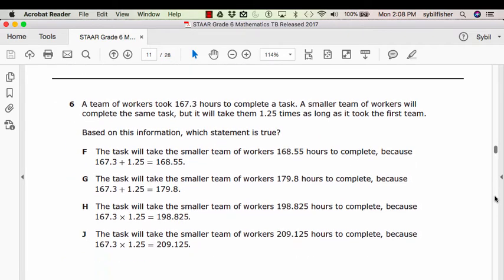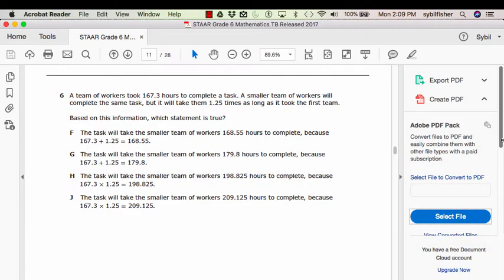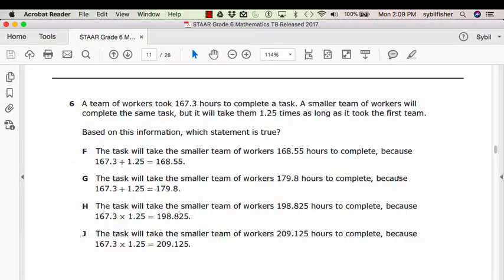A team of workers took 167.3 hours to complete a task. A smaller team of workers will complete the same task, but it will take them 1.25 times as long as it took the first team. Based on this information, which statement is true?